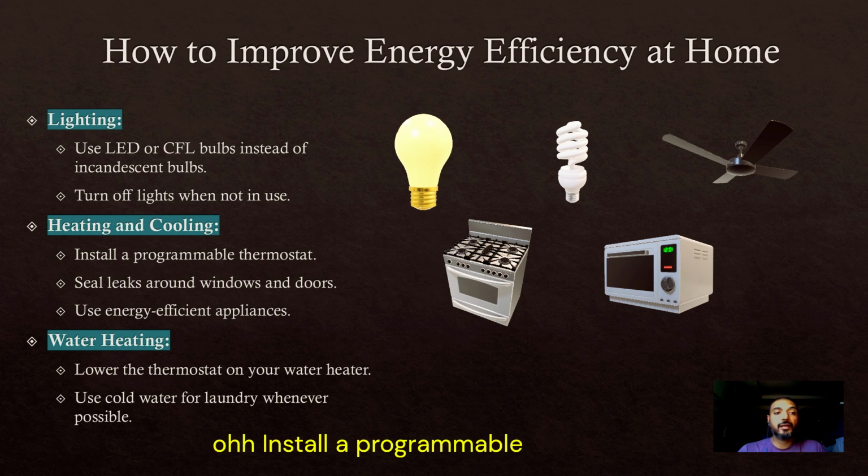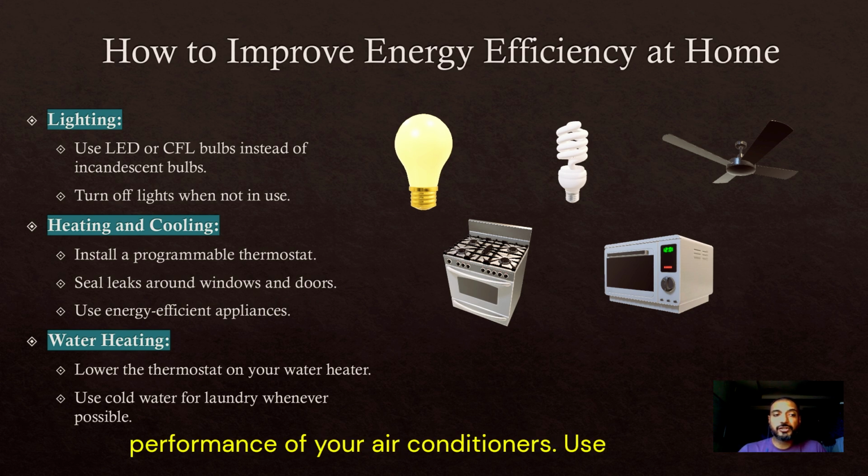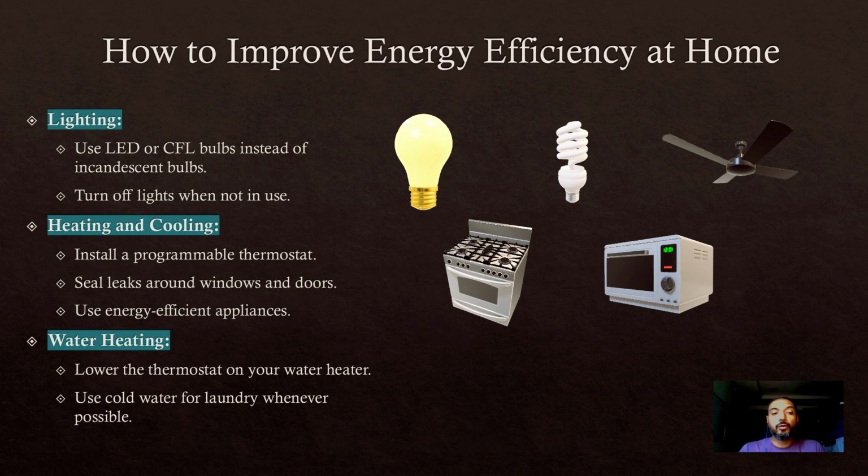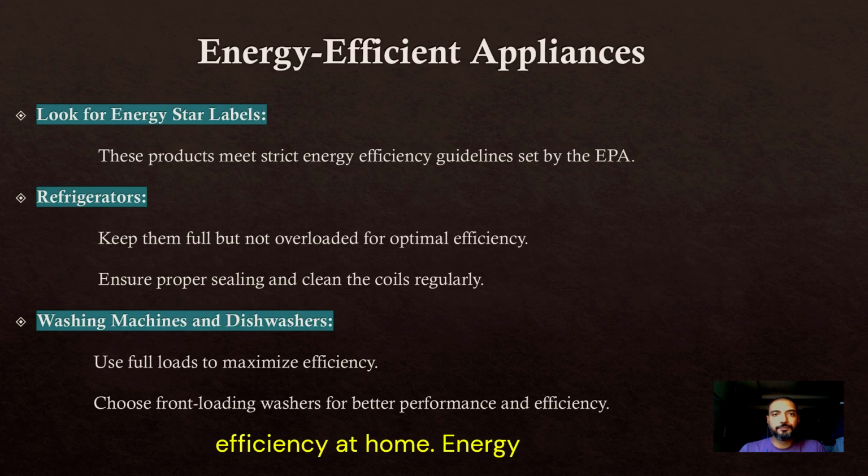Heating and cooling. Install a programmable thermostat. Seal leaks around windows and doors for better performance of your air conditioner. Use energy efficient appliances, as we already discussed. Third thing is water heating. Lower the thermostat on your water heater. Use cold water for laundry whenever possible. Right, so these are some of the things you can implement to improve the energy efficiency at home.